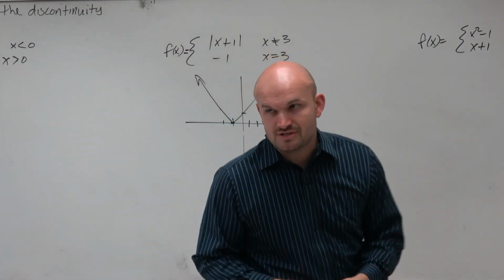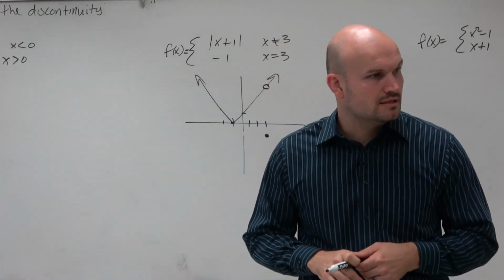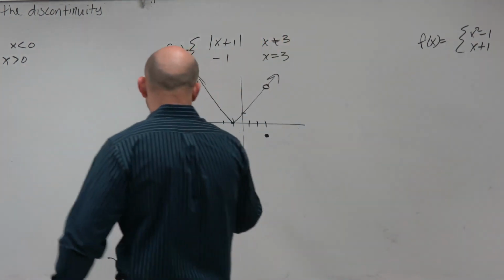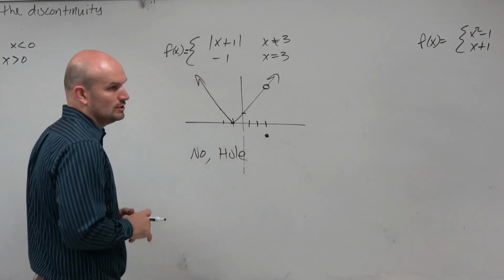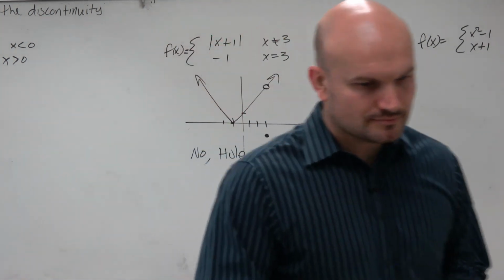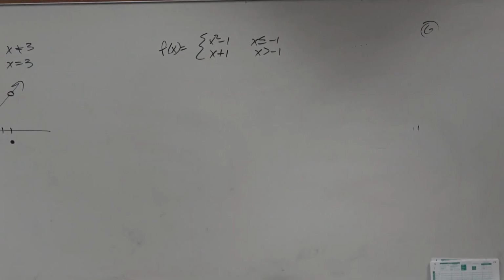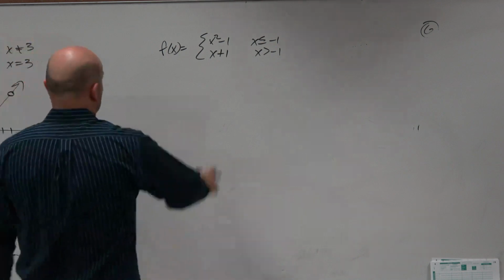Then we ask ourselves the question, is that graph continuous or not? No. So we say no. And therefore, describe the continuity. We say that is a hole. Right? Next one, again, hopefully you guys recognize this as a quadratic.